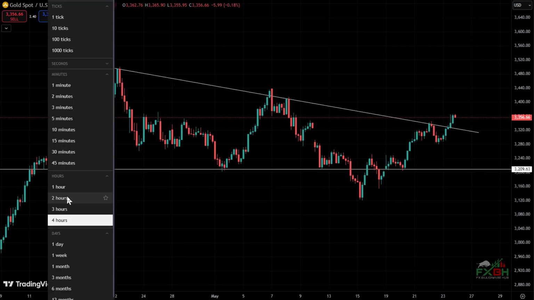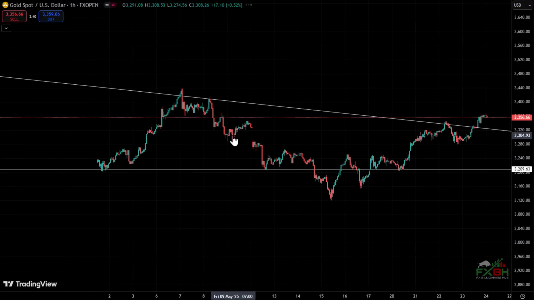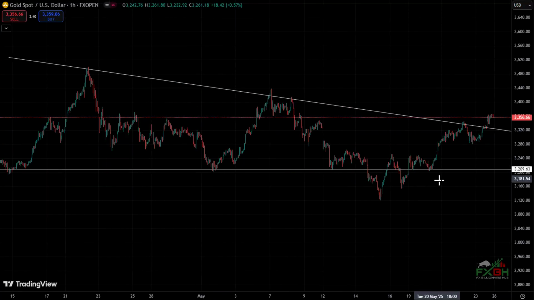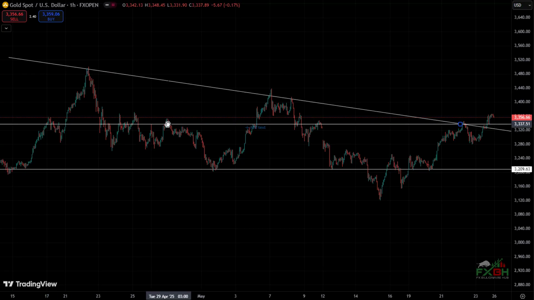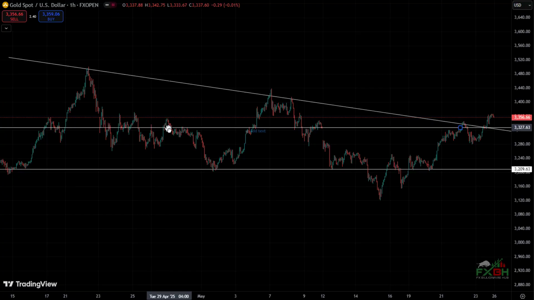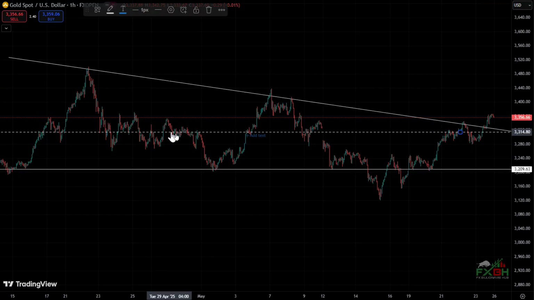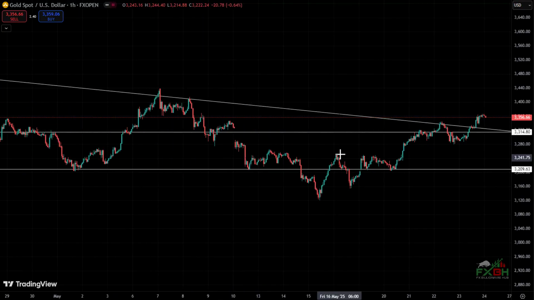So let's get back to the H1 time frame to get our proper direction, or the proper path of the market. If I draw another support area, as you can see there, this support area is also a strong support area.